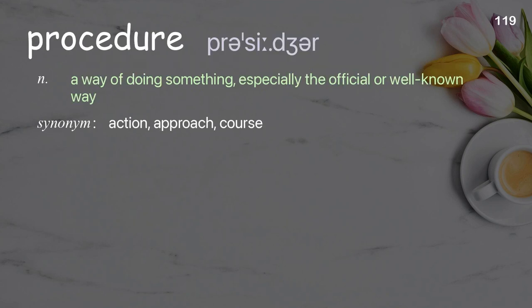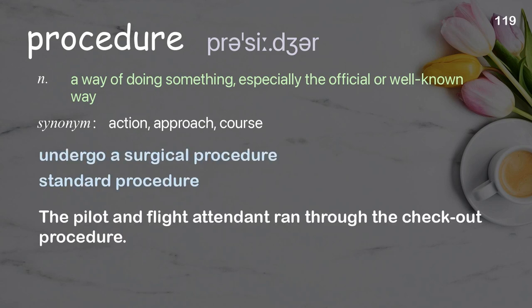Procedure. A way of doing something, especially the official or well-known way. Examples. Undergo a surgical procedure. Standard procedure. The pilot and flight attendant ran through the checkout procedure.